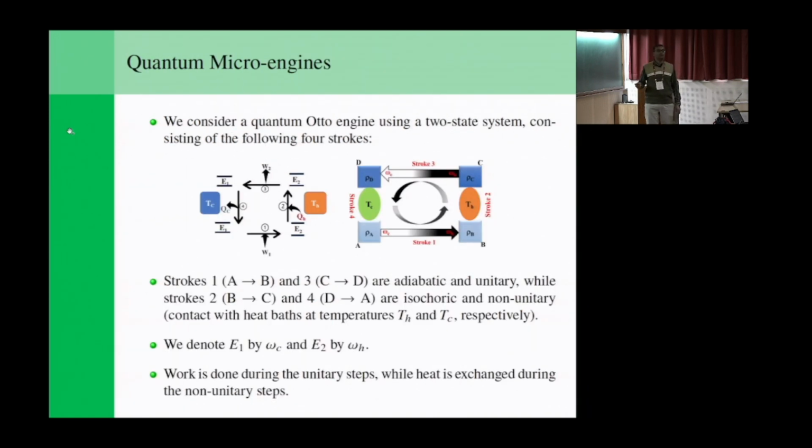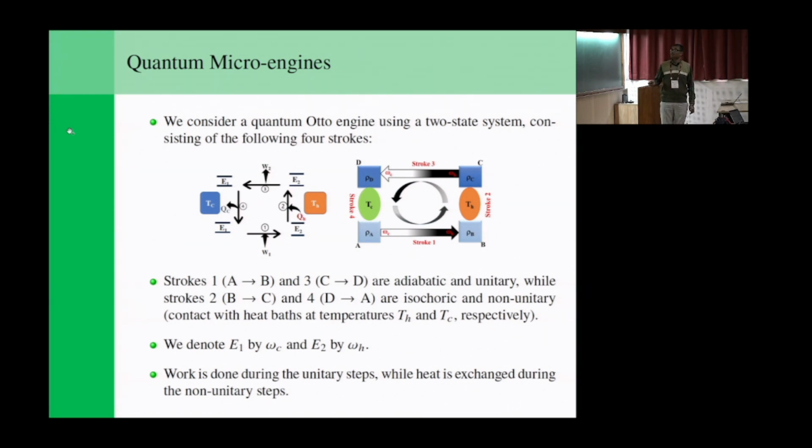And here is the quantum counterpart. I'll be dealing with a quantum Otto engine, where this is the simplest case, the two-state system. And here are the 4 strokes of the engine. The first stroke consists of these 2 levels getting expanded from E1 to E2, and these levels are denoted by omega C and omega H over here.